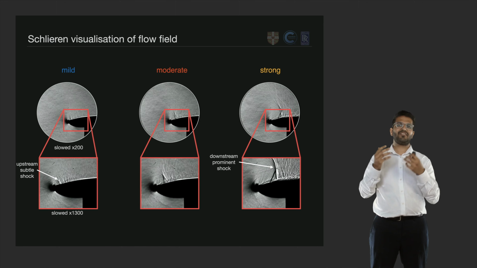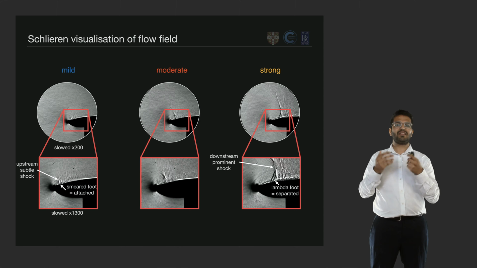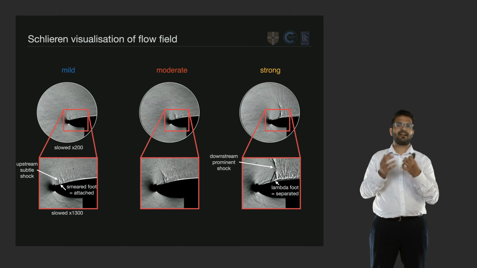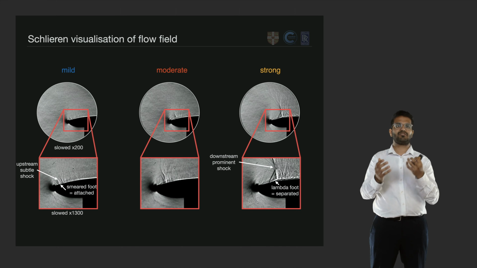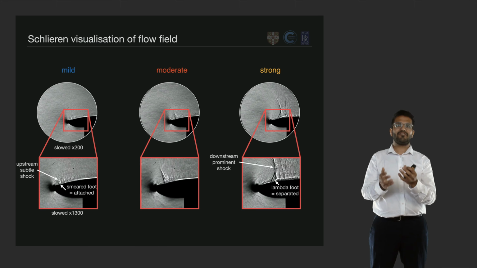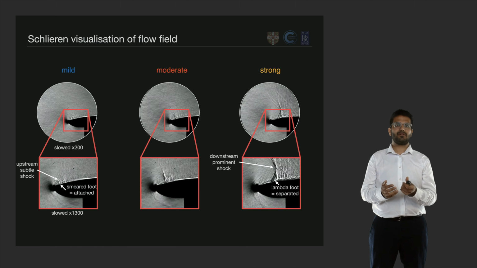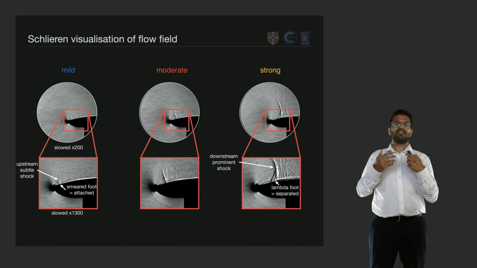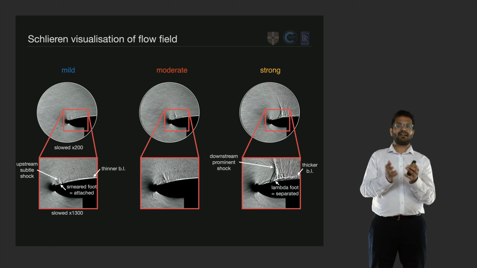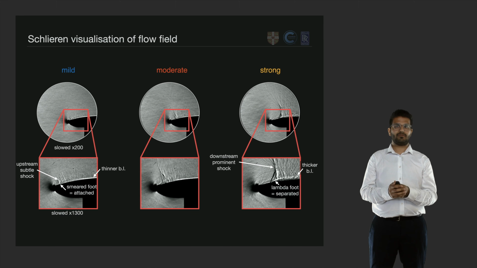And where this shock wave intersects with the boundary layer, we can see that it moves from a smeared shock foot characteristic of an attached shock boundary layer interaction through to a bifurcated lambda shock structure that's typical of boundary layer separation. And accordingly, the boundary layer downstream has got thicker as a result.